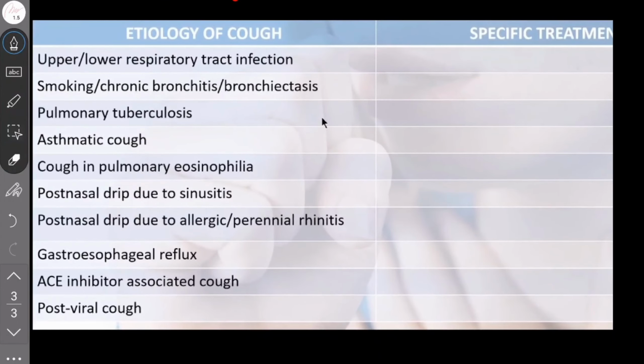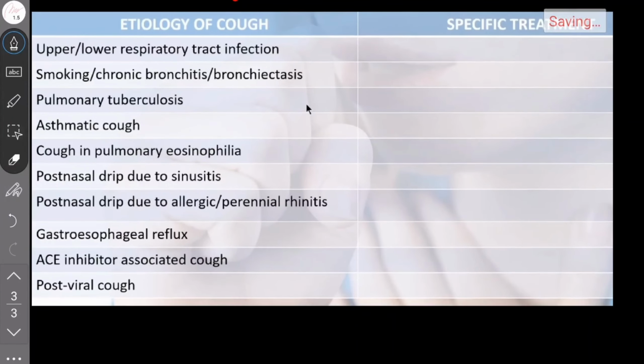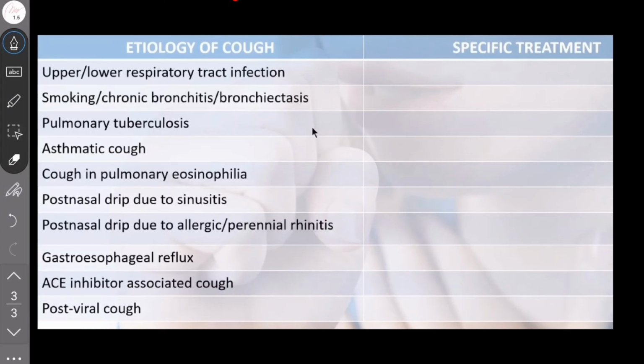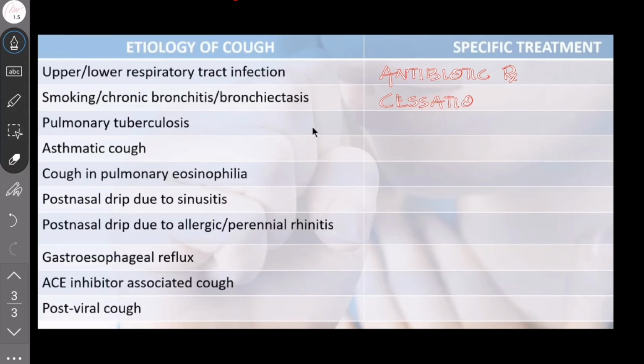Next is the last topic, that is the treatment according to etiology of cough. In upper and lower respiratory tract infection, you can give adequate antibiotic treatment. In smoking, chronic bronchitis and bronchiectasis, you advise cessation of smoking and avoid pollutants.